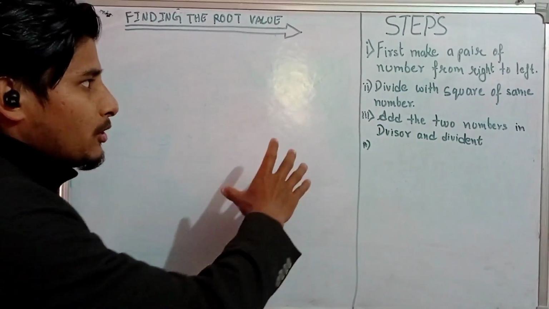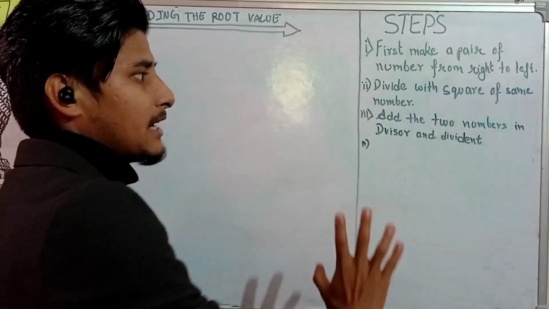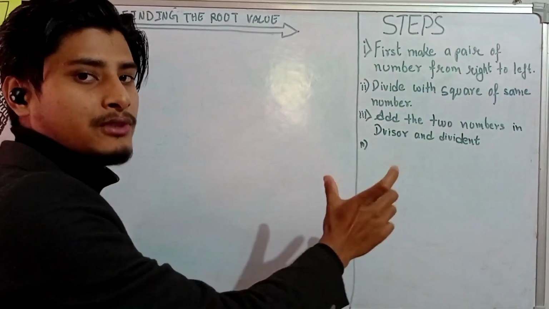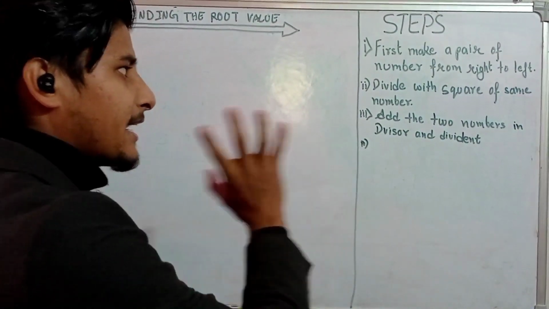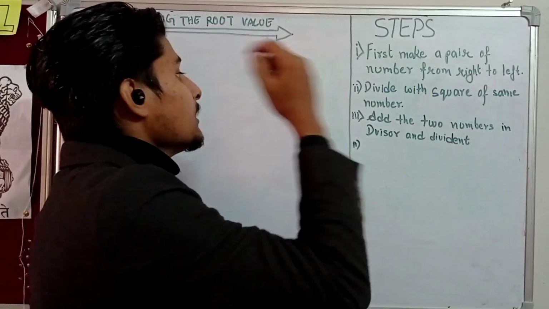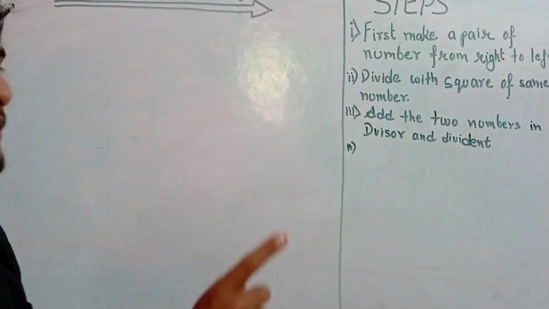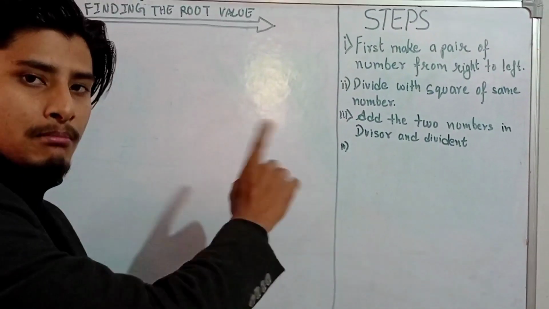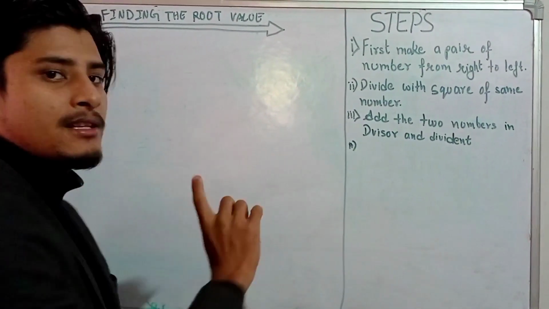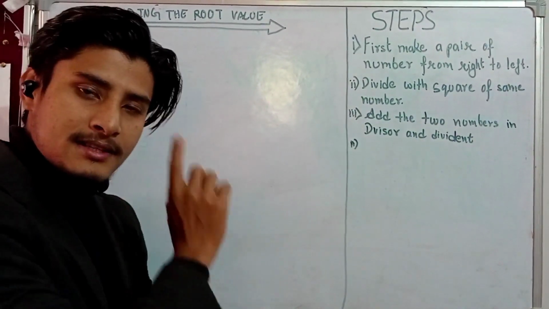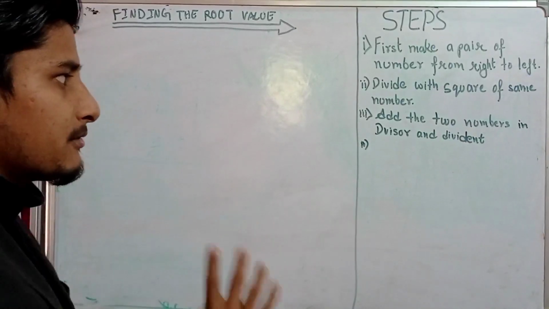Okay, so when you start finding the root, you need to follow the procedure. First, you need to make the pair of the number from right to left. That's the first step. Second step is to divide the square of the same number. It means dividing the same number. So dividing the square of the same number means that you are taking the same number to divide your quotient. So that's the second step.